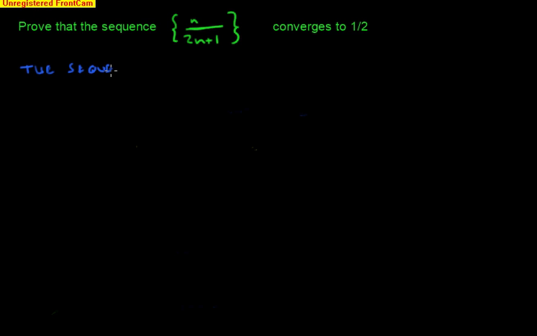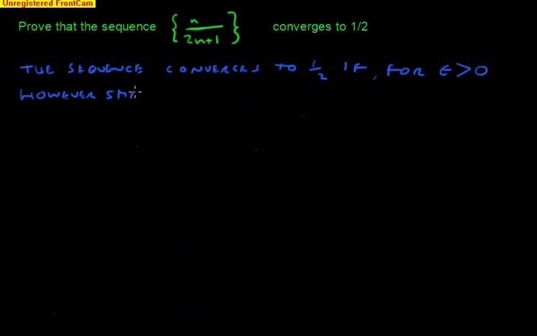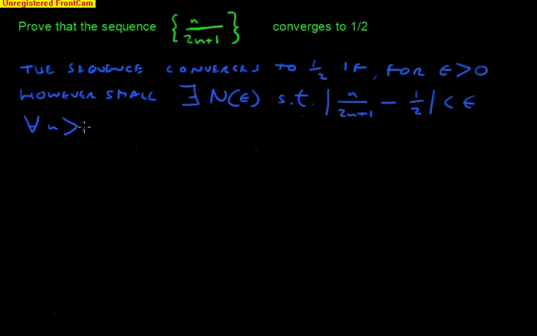The sequence, I apologise for my dreadful writing, converges to a half if for epsilon greater than 0, however small, there exists N which depends on epsilon such that the absolute value of n over 2n plus 1, take away that limit, which is take away the half that we're looking for, is less than epsilon for all n greater than N.